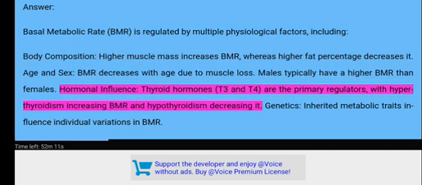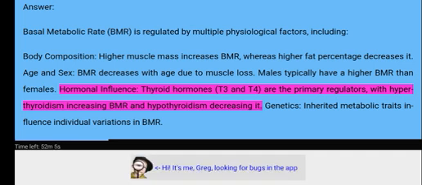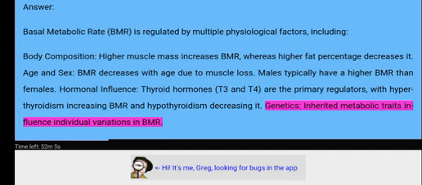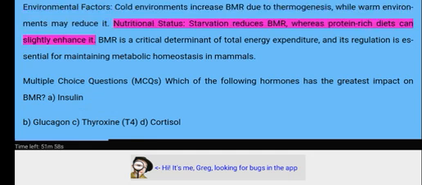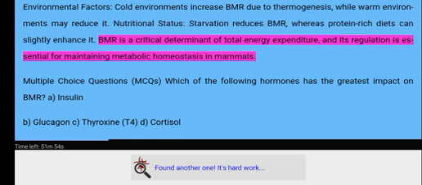Hormonal influence: thyroid hormones T3 and T4 are the primary regulators, with hyperthyroidism increasing BMR and hypothyroidism decreasing it. Genetics: inherited metabolic traits influence individual variations in BMR. Environmental factors: cold environments increase BMR due to thermogenesis, while warm environments may reduce it. Nutritional status: starvation reduces BMR, whereas protein-rich diets can slightly enhance it. BMR is a critical determinant of total energy expenditure, and its regulation is essential for maintaining metabolic homeostasis in mammals.